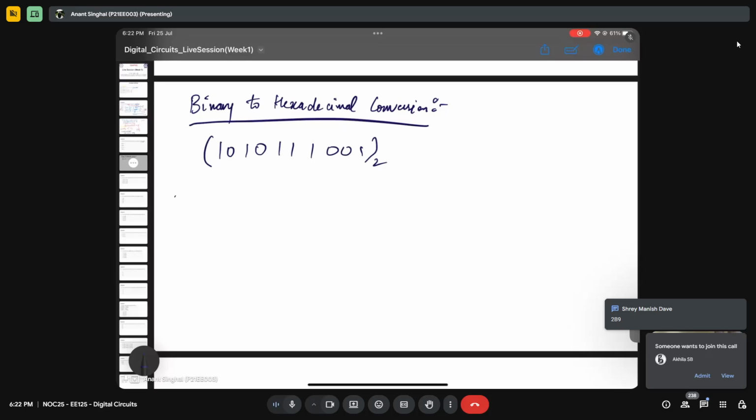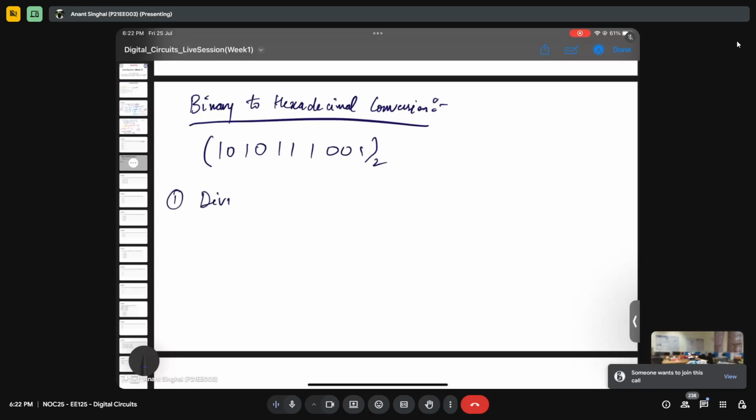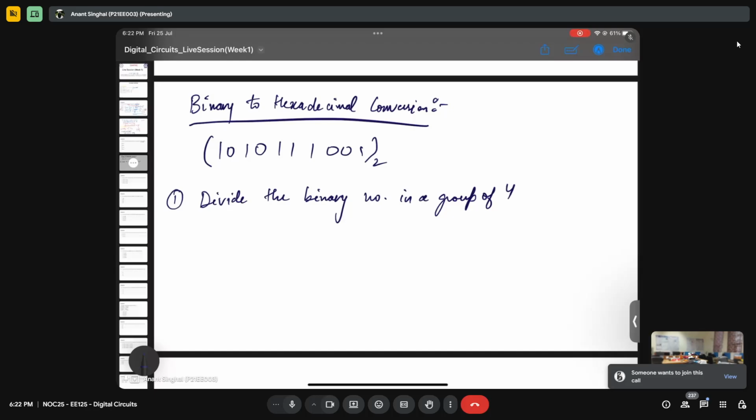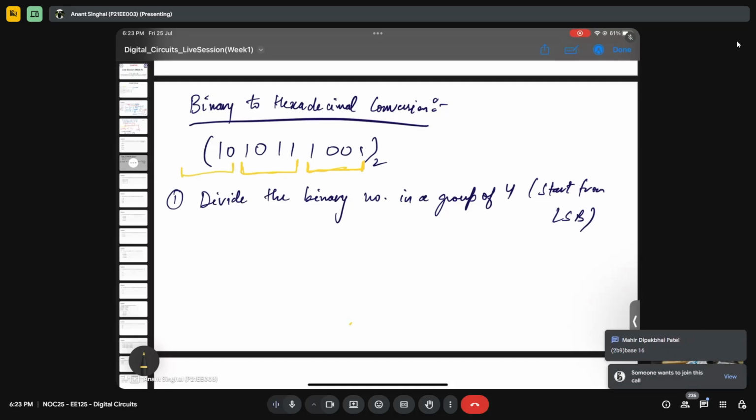So the steps that we need to do: the first step will be, you need to divide the binary number in groups of 4, and it should always start from the LSB. For example, this is our number. Starting from the LSB, you should always make a pair of 4 like this. And if you have fewer digits, you can add 0s anytime, because that does not have any significance. Is the first step clear to everyone?